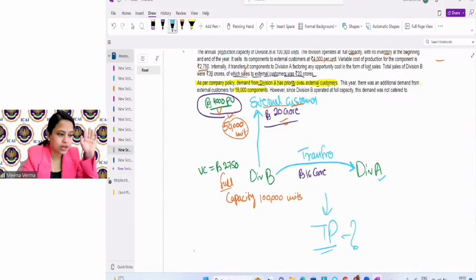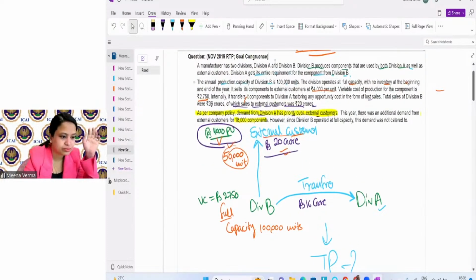All right. Now think about it. What should be the transfer price? If this is the scenario, read it and tell me what the transfer price will be. Read the scenario and suggest the transfer price.